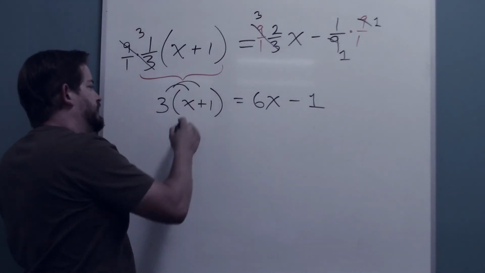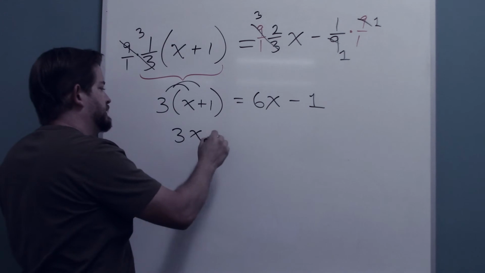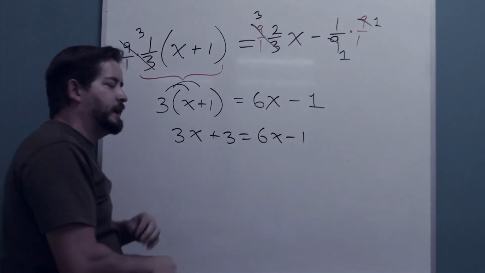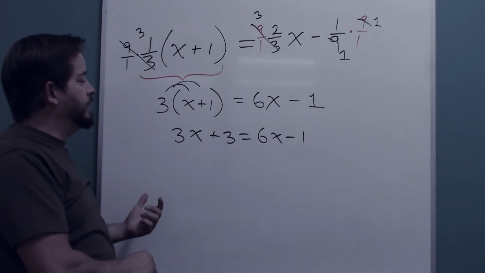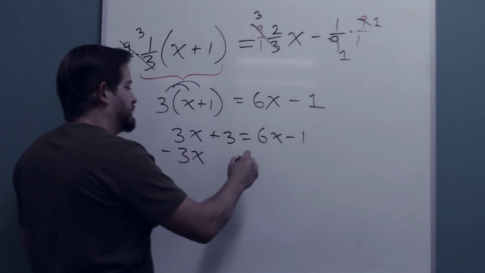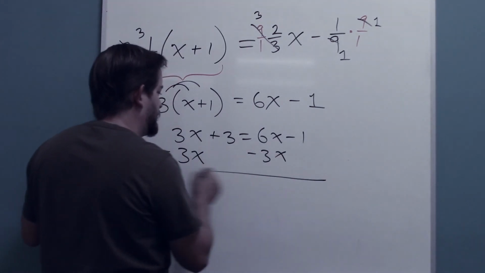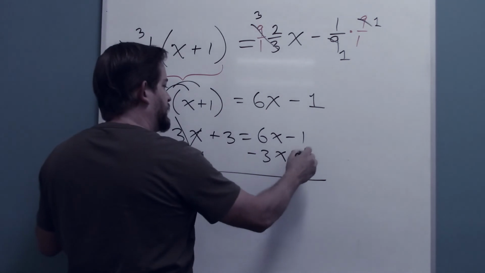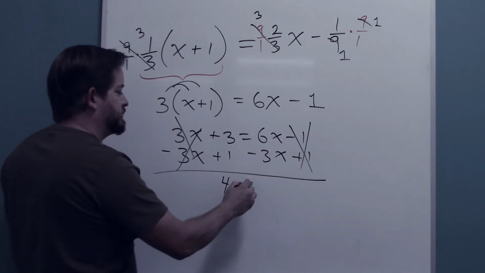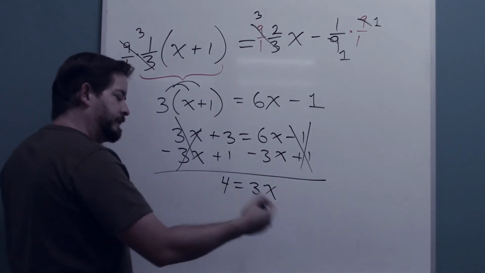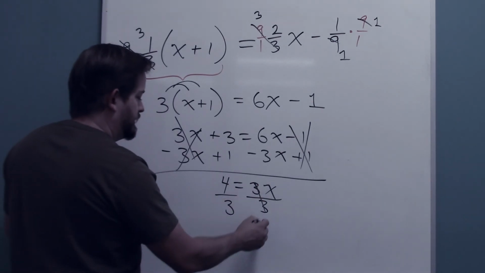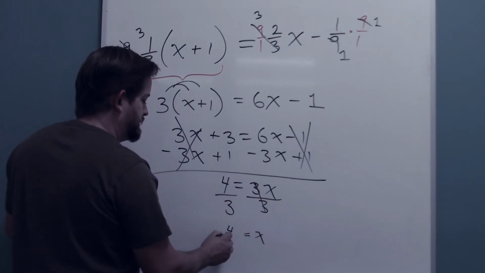Now I'll distribute, giving me 3x plus 3. There's no like terms to combine here, so I don't have to worry about that. I'm just going to start moving my x's to one side. Move them all to the right, while adding 1, giving me 4 equals 3x. And then that last step, the fifth step, is to divide here by 3, and I get x equals 4/3.